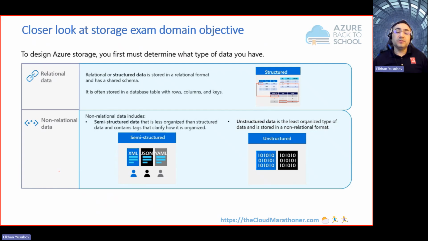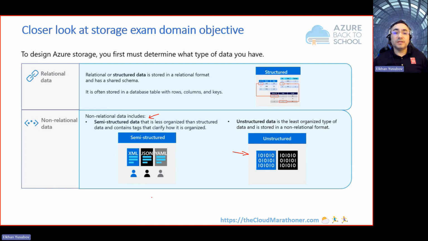But when we talk about non-relational database, then it could be semi-structured or unstructured. And the difference there is that, as you see here on the slide, when we talk about semi-structured, we are talking about certain documents that have certain formatting in place, certain styling, like an XML, JSON, or YAML file. And for unstructured data, you can think about photos, videos, any data that doesn't fall into semi-structured or into a structured data format.